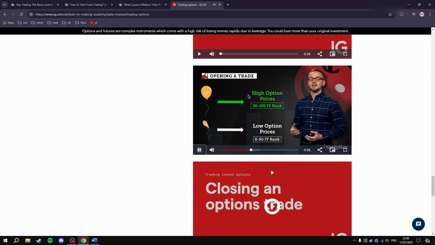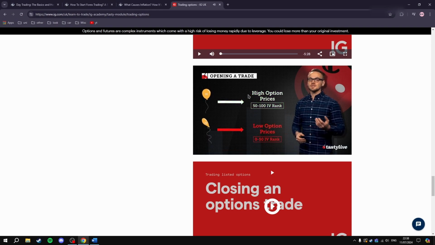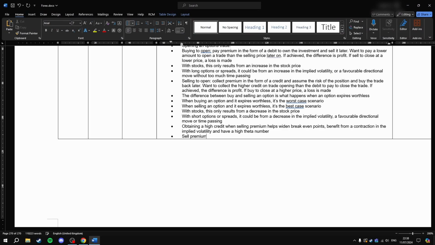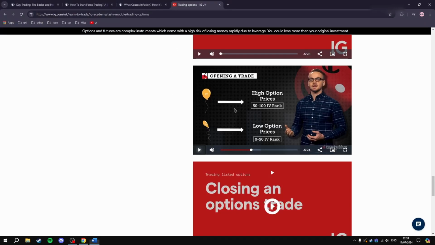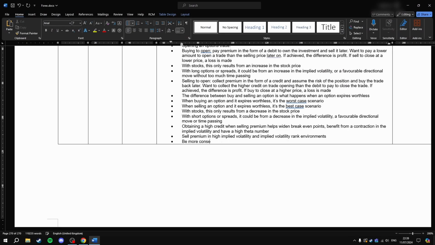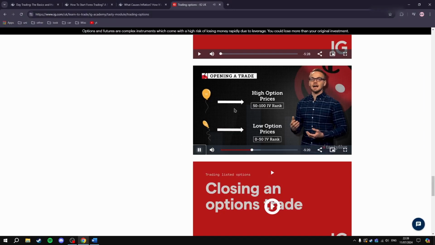This is why we prefer to sell premium in high implied volatility and IV rank environments, and get more conservative in low implied volatility and IV rank environments.